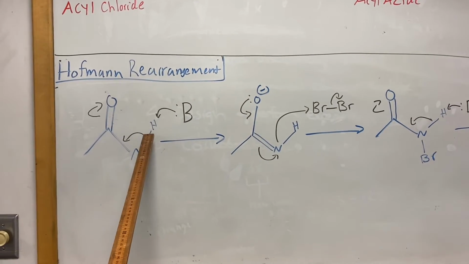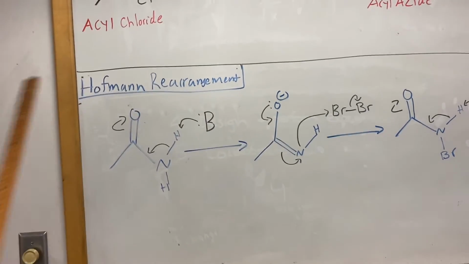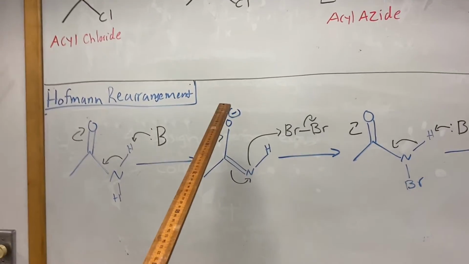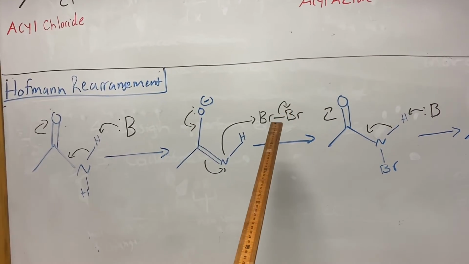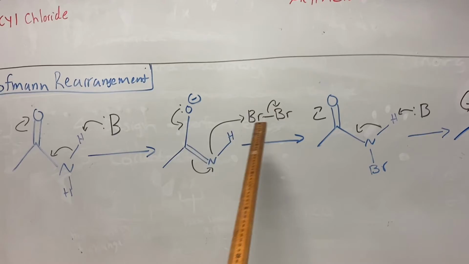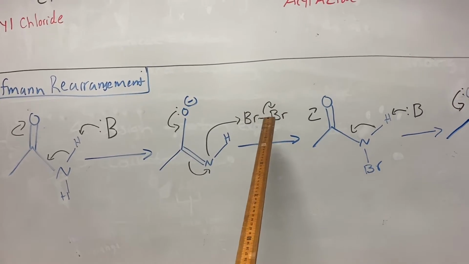And for the Hofmann, you have to start with a primary amide, which you can deprotonate using a strong base. So you deprotonate the nitrogen, it kicks the carbonyl up. And same thing, except for when you kick the carbonyl down this time, it's not kicking something off, it's attacking a halogen. In this case, I did Br2. So you're attacking that with the nitrogen.